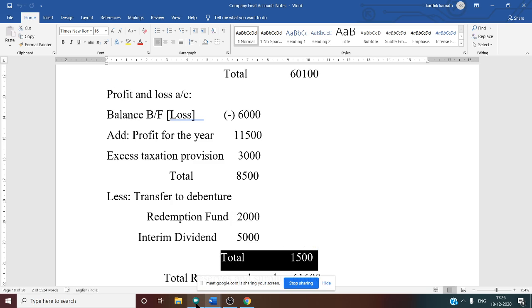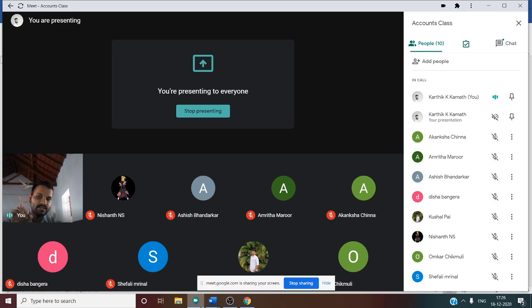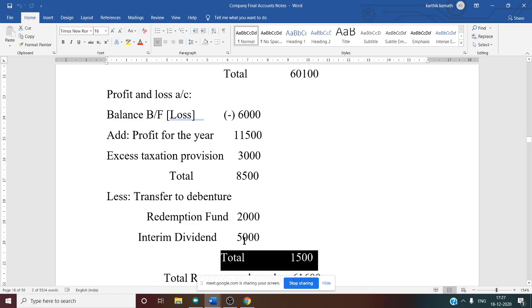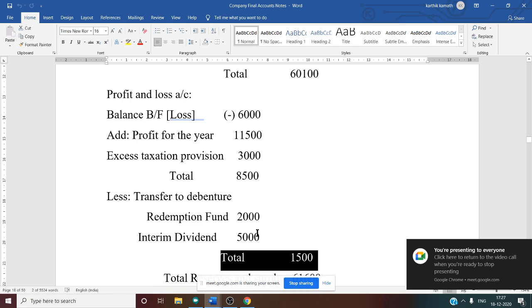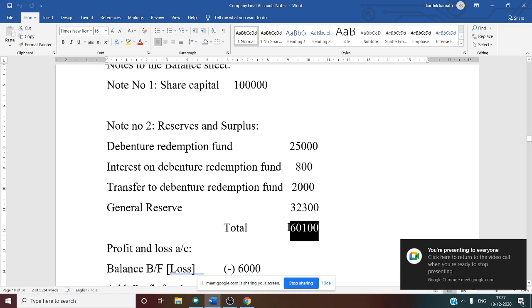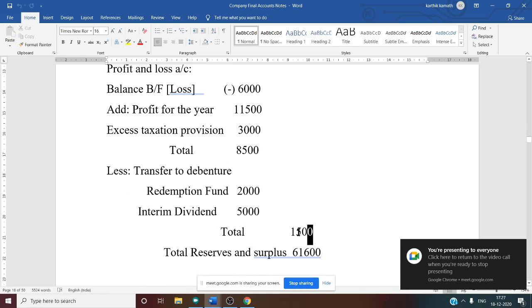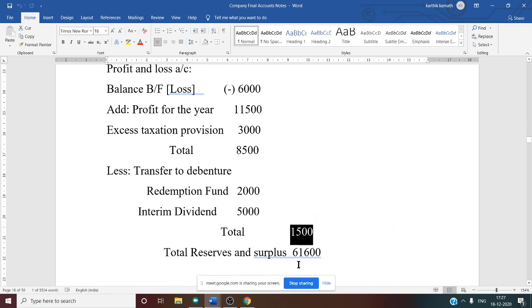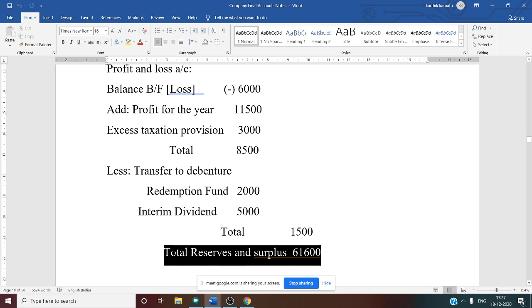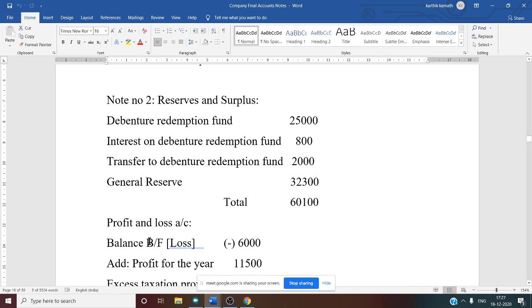But we want reserves and surplus total. Reserves and surplus total means reserve final total plus profit and loss final total. So reserve final total we got, that is 60,100, plus P&L final total 1,500. So total reserves and surplus, note number 2 final balance, that is 61,600. So now note number 2 is over.